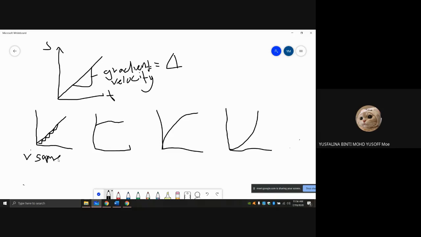For this one, can I draw a triangle? No, right? So the V is 0, which means the object is not moving. And for this one, if I draw the triangle, you can see the triangle becomes smaller. It means the gradient decreases, so the velocity also decreases.